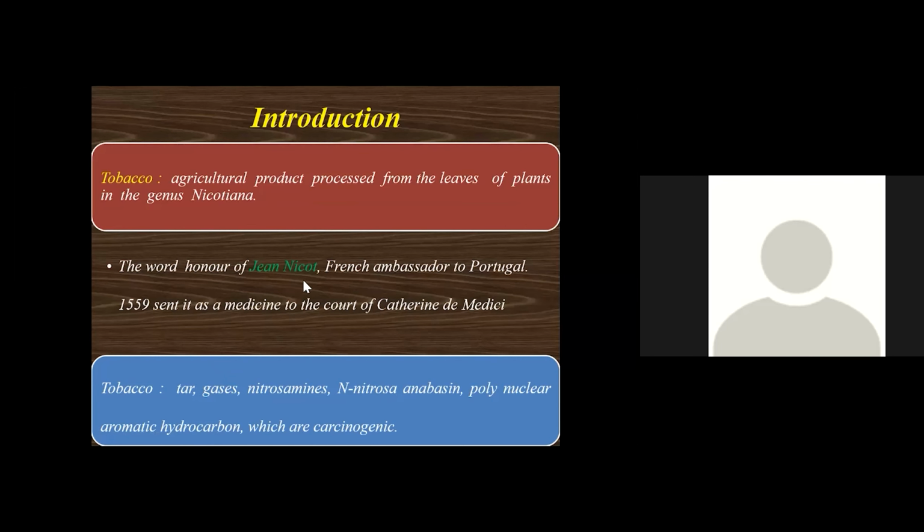Carry on. So it is just a history of the tobacco, which I think is not required much, but as we know, tobacco releases tar gases, nitrosamines, and nitroso compounds, then hydrocarbons, which all are carcinogenic.